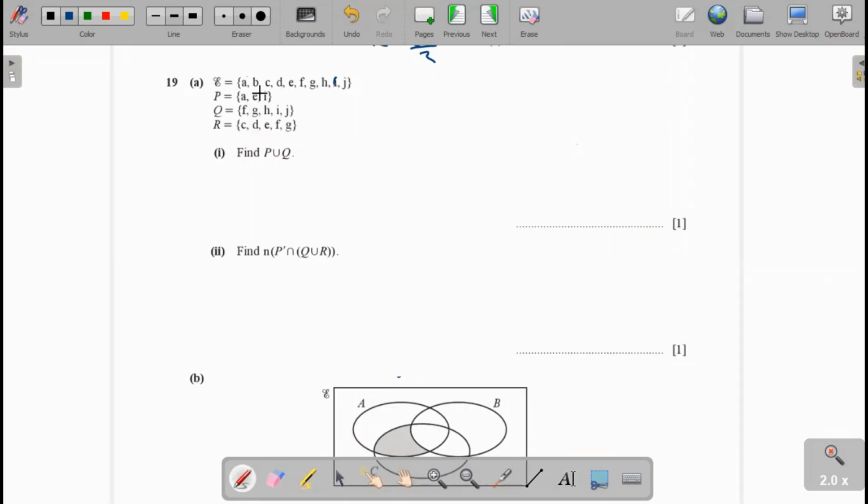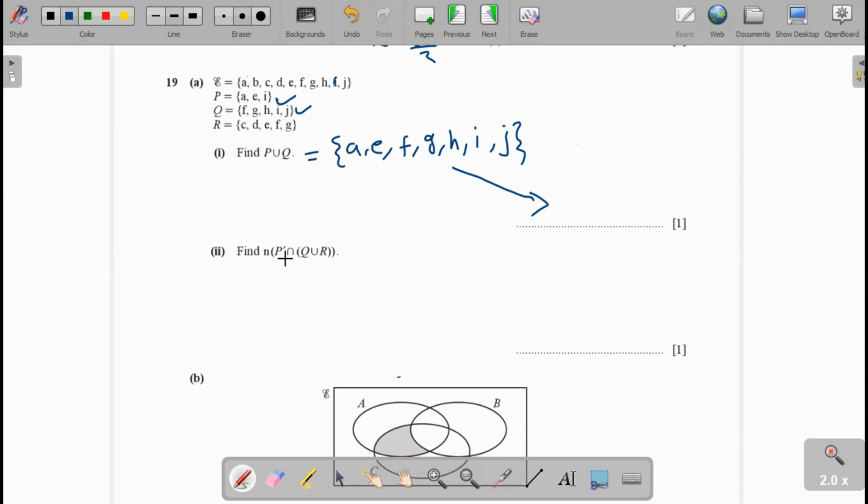Now question 19 part A. The universal set is given: A, B, C, D, E, F, G, H, I, J. P is A, E, I. Q is F, G, H, I, J. R is C, D, E, F, G. Find n of P dash intersection Q union R. Now we find the number of elements. The elements of Q are E, F, G, H, I, J. Okay, it's very simple.